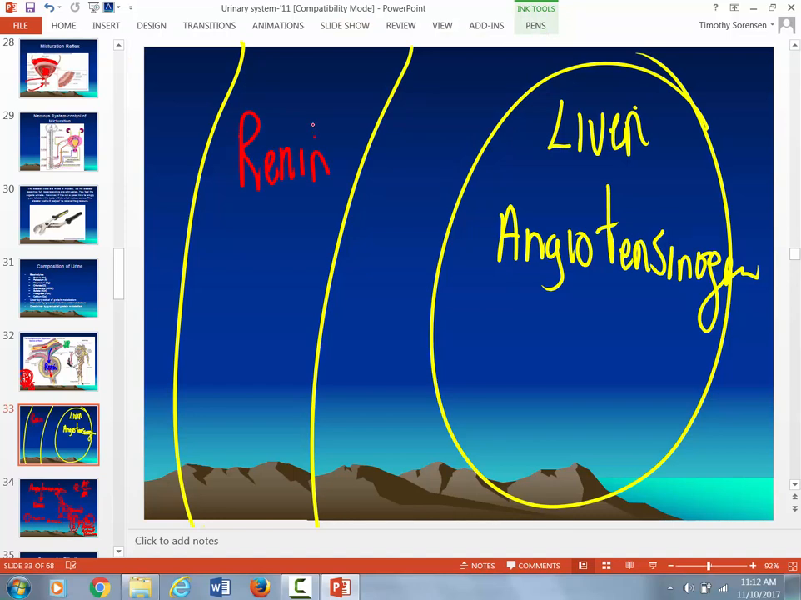So renin, an enzyme, and angiotensinogen, continually produced by the liver. Anything with "gen" after it is inactive. It gets dumped into the blood, and renin converts angiotensinogen to the active form called angiotensin 1. Say yes.